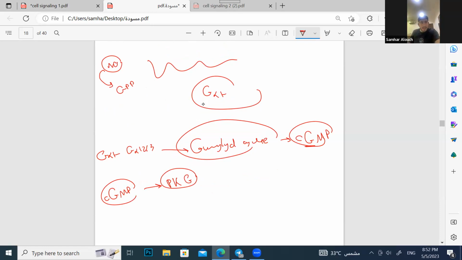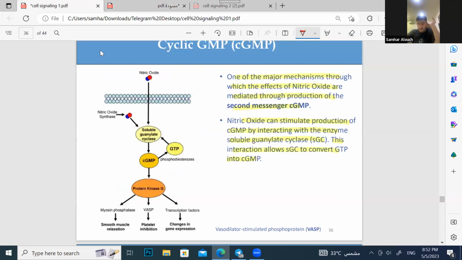So adenylyl cyclase makes cyclic AMP, and cyclic AMP activates PKA. Guanylyl cyclase makes cyclic GMP, and cyclic GMP activates PKG. Is it clear? Just remove every A and put G. That's how nitric oxide works. It activates G alpha T and G alpha 12 over 13. They activate guanylyl cyclase. Guanylyl cyclase makes cyclic GMP, and cyclic GMP activates PKG. And PKG phosphorylates other enzymes, and that's it.